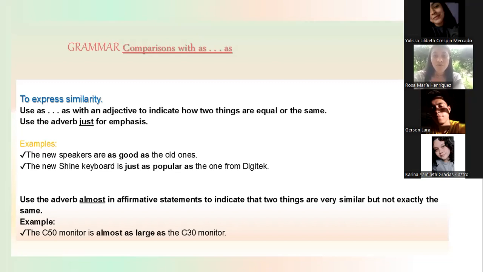We also use the adverb almost in affirmative statements to indicate that two things are very similar but not exactly the same. For example, the C50 monitor is almost as large as the C30 monitor. My classmate will continue.